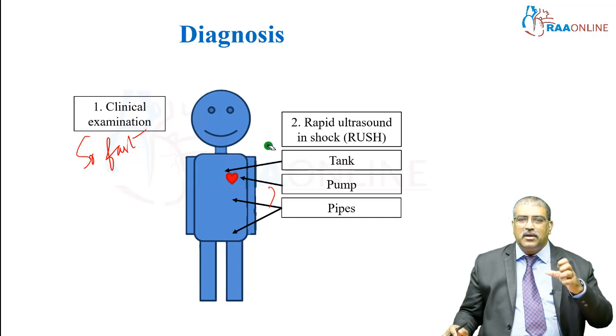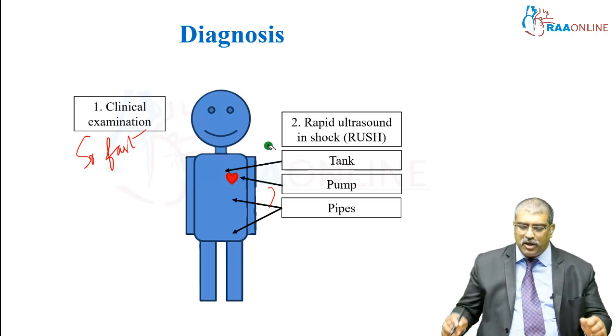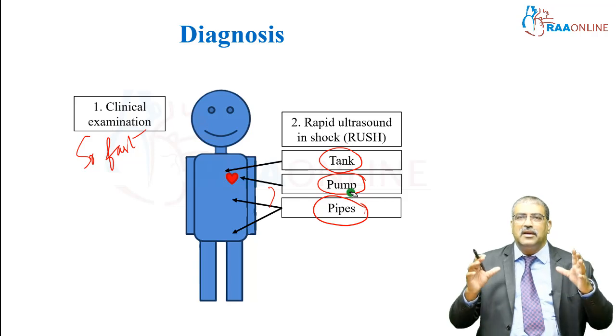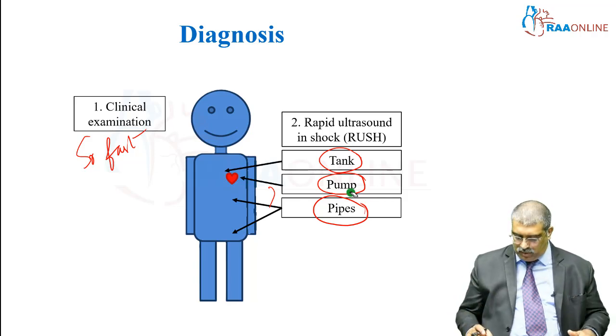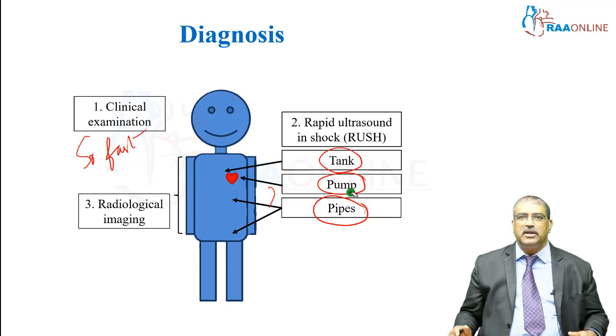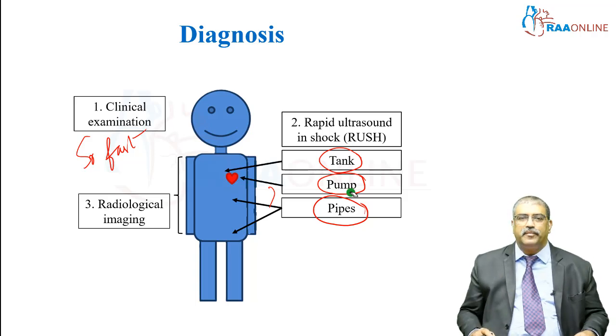Next, you have to do a RUSH protocol, which is nothing but rapid ultrasound in shock. Here, you look at the tank, IVC, the heart as the pump, and the aorta as the pipe. Blood vessels you have to look at. Then you can do radiological imaging to look at what happened to other parts of the body.